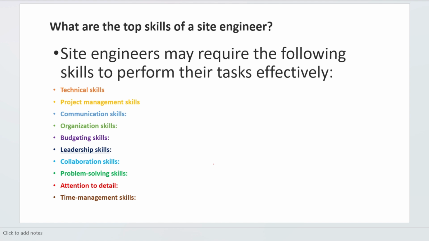Site engineers may require the following skills to perform their tasks effectively. Technical skills, as I told you, that if the construction crews or anyone involved in the construction project under the site engineer faces a problem, the site engineer should have enough technical skill to solve the problem for them. For example, if a group of labor faces an issue in the drawing, they will ask him about the drawing, what it means here, and how we do it practically on the site.